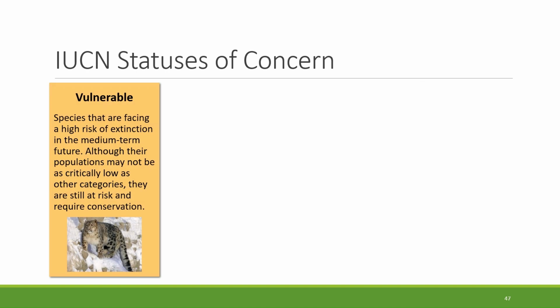The next category label is vulnerable. These are species that are facing a high risk of extinction in the medium-term future. Their numbers aren't as low as endangered or critically endangered, but they are still at risk and require conservation. Snow leopards, which are native to the Himalayas, are classified as vulnerable. There's somewhere around 3,000 snow leopards left on Earth.